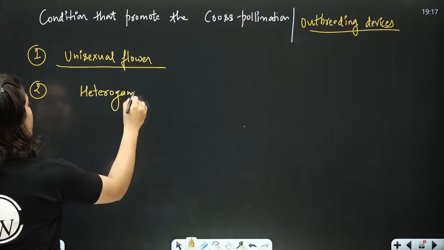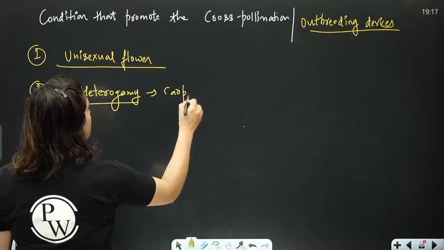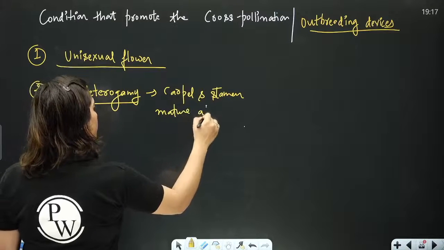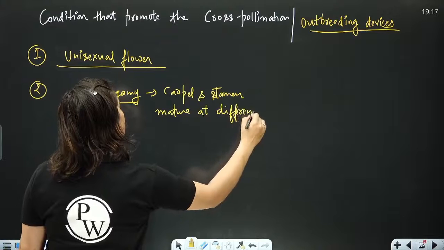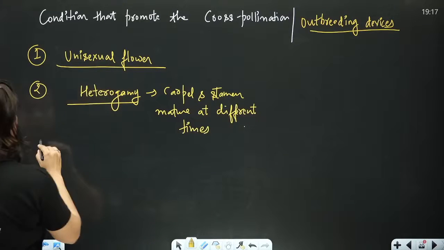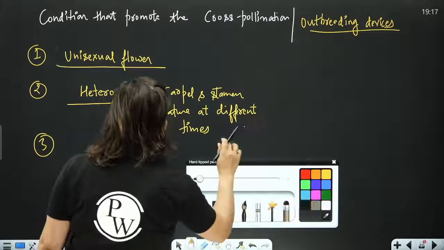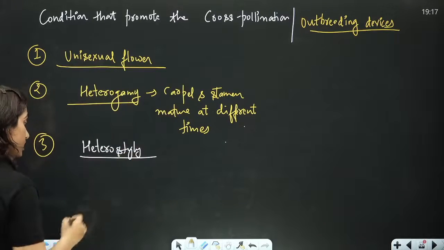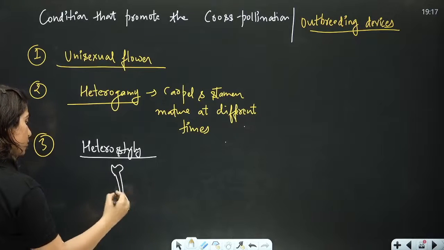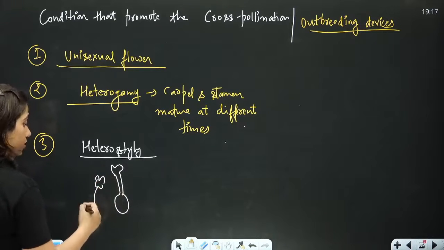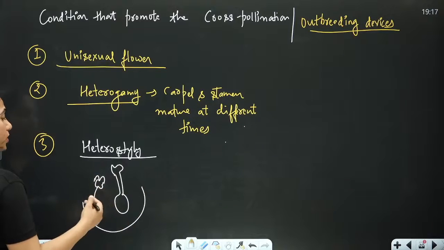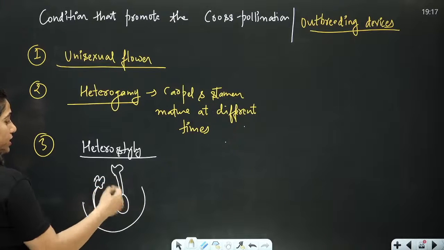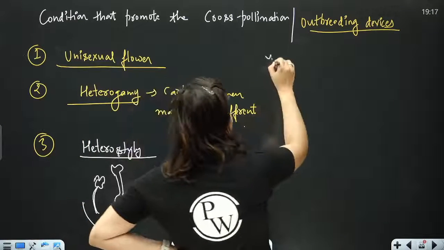What is the meaning of heterogamy? That carpel and stamen mature at different times. They do not mature at a similar time. This is heterogamy. Then comes heterostyly. What is heterostyly? There is very much difference between the length of the style and the length of the stamen, right? So the pollen grain will not be able to land on the stigma. So this is heterostyly.